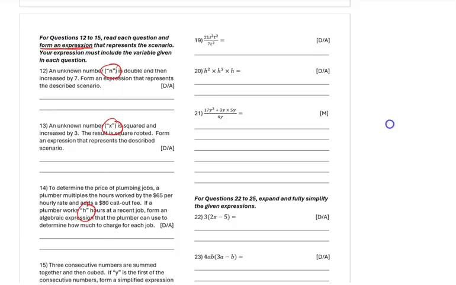So you don't need to make up your own letter. Use the one that you're given. So let's start off with question number 12.